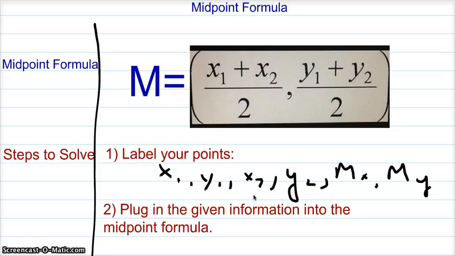Step 2 is to plug in the given information into the midpoint formula. So whatever information you were given after you labeled, you would plug that into the formula. The third and final step is to solve for the unknown variable. So whatever you have left over that is unknown, that is what you would solve for. So we're going to do a couple examples together.